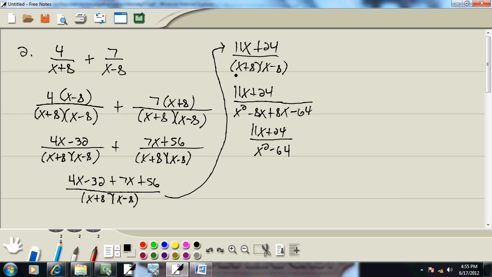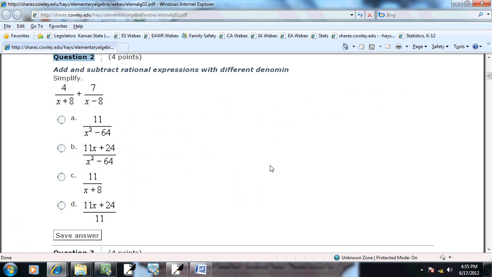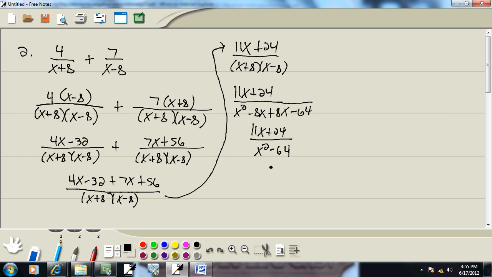When you have conjugates, all you have to do is multiply your first parts together and last parts. Saves you a little bit of work. So let's see which one this matches then. Looks like B. Yeah, B. And that's your answer.